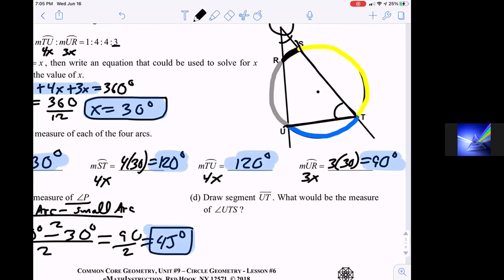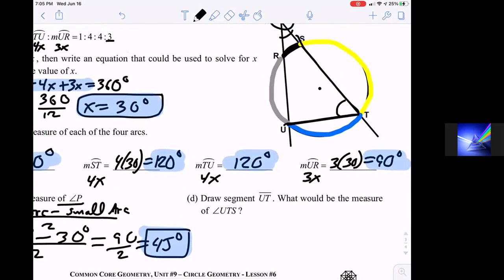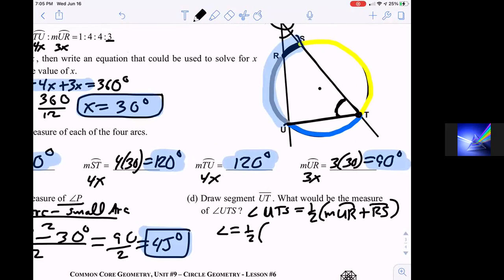Or actually, another way, probably an easier way to look at this, would be that this angle right here is an inscribed angle because it touches the circle right there. And it would be half the measure of this full arc right here, which is the sum of UR and RS. So angle UTS is going to be 1/2 the measure of arc UR plus RS. It's going to be that big arc, the sum of those two. So that would be 1/2 times, and then UR was 90 degrees plus RS, which was 30 degrees. If we add those together, we get 120. Take half of that, we get 60 degrees.